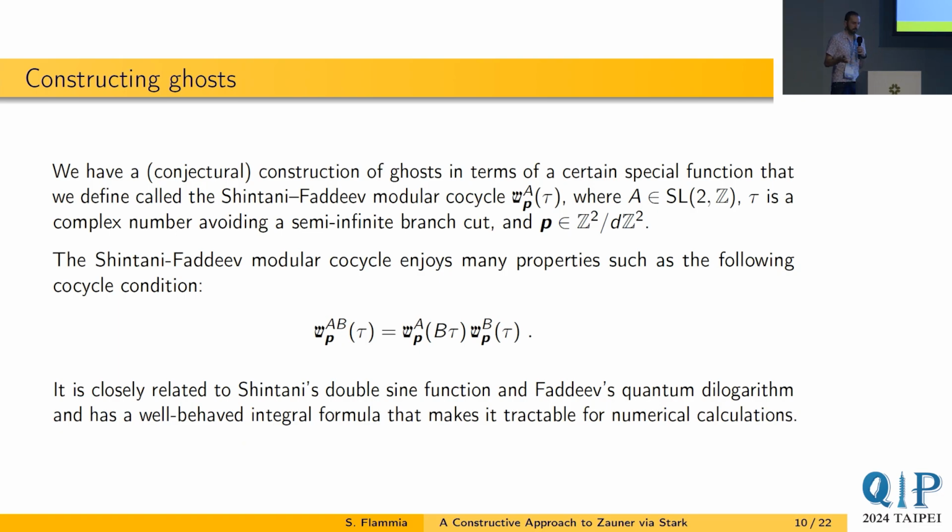I'm not going to have time to show you a big fancy formula for this, but we have a formula for ghosts that we can write down in terms of conjectural Stark units.